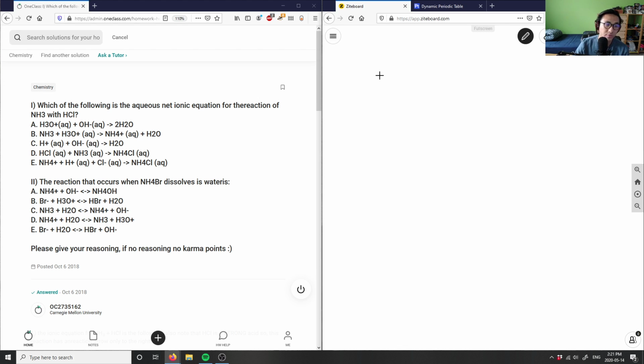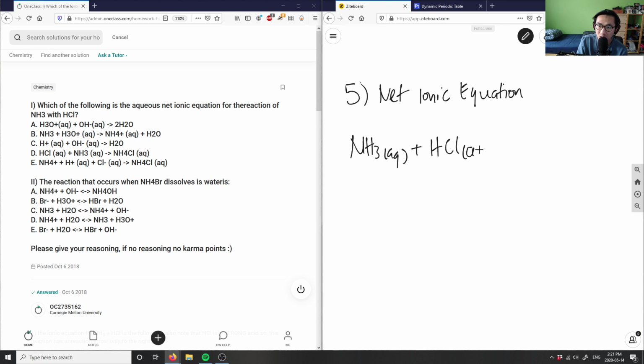So I got 5 here. 5 here is asking us which of the following is the aqueous net ionic equation for the reaction of NH3 with HCl. Okay, so I want the net ionic equation. It's NH3 with HCl, right? So let me write NH3 here. So I have NH3, this is an aqueous solution, plus HCl, also an aqueous solution.